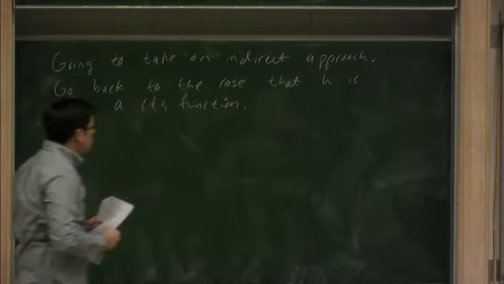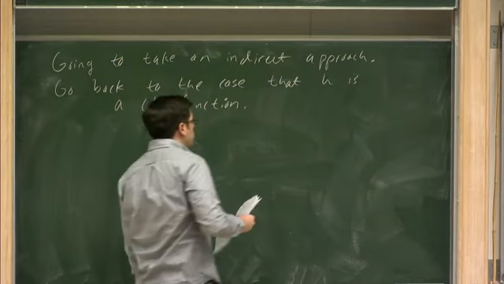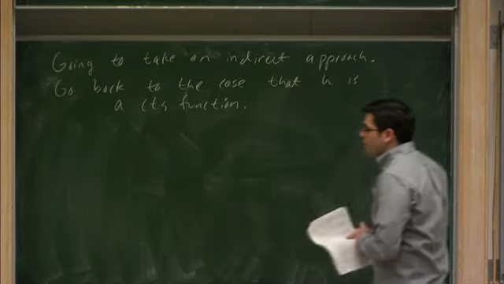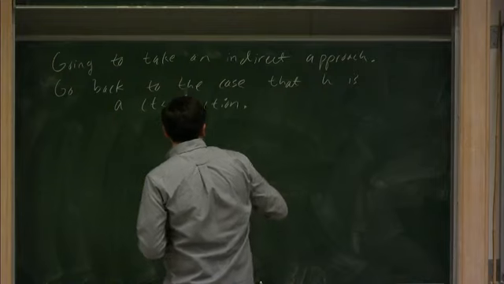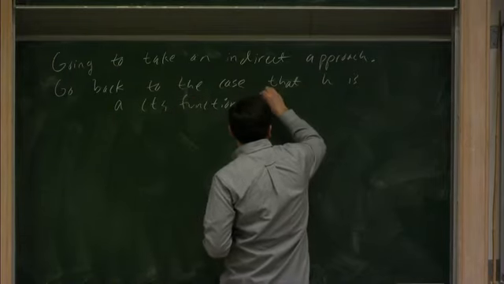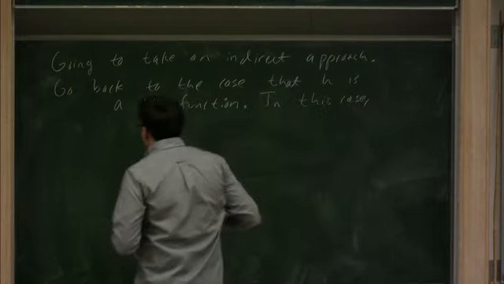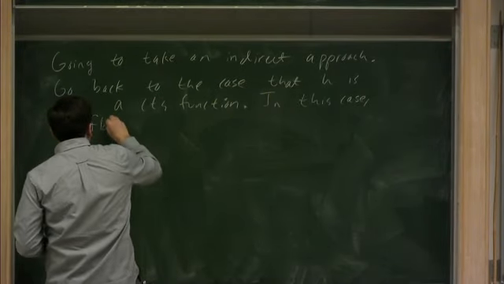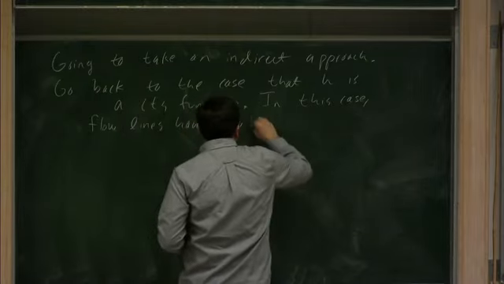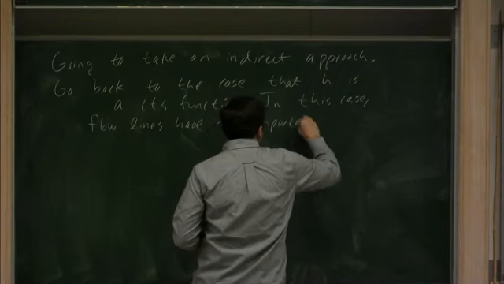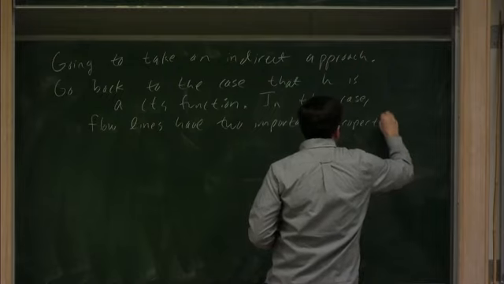And we're going to try to use this sort of standard case to guide us in how we might try to construct the Gaussian free field flow lines in an indirect way. The point is that in this case, these flow lines have two important properties that are going to let us figure out how to do the Gaussian free field construction.